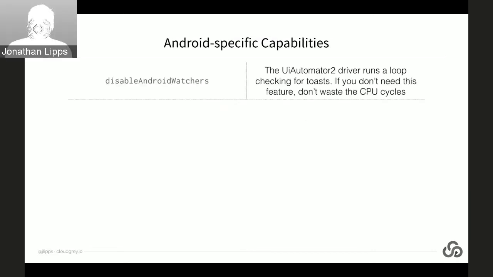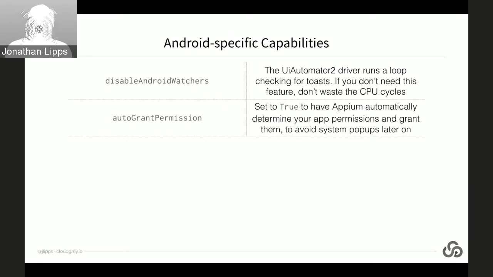Specific capabilities you might be interested in. There's one called Disable Android Watchers. Android Watchers are basically a loop that's constantly run inside the Appium code, which is checking for like toast messages or other things. If you don't need the features that are supported by the Android Watchers, then you can disable them, and that will save you some CPU cycles and maybe make things a little more reliable. I've definitely noticed it on emulators especially.